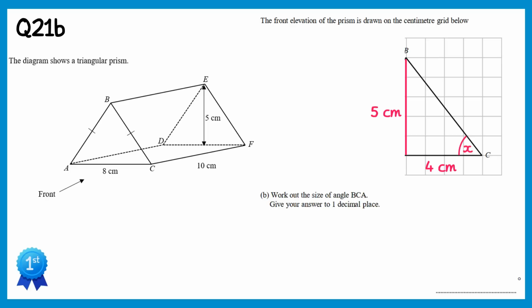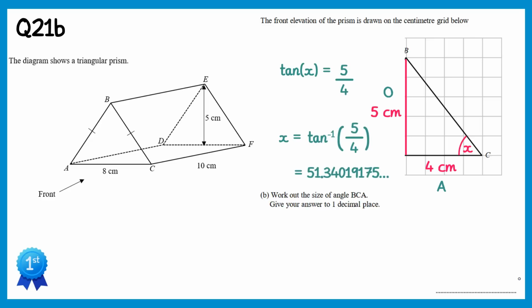This question now requires us to use trigonometry. If we label the 5 as O and the 4 as A, we see we need to use tan. So tan of the angle, which is X, equals the opposite, which is 5, divided by the adjacent, which is 4. To find X, we do inverse tan of 5 over 4, which if you use your calculator will give you this. In the question, we're asked to give our answer to 1 decimal place, so this is 51.3 degrees.